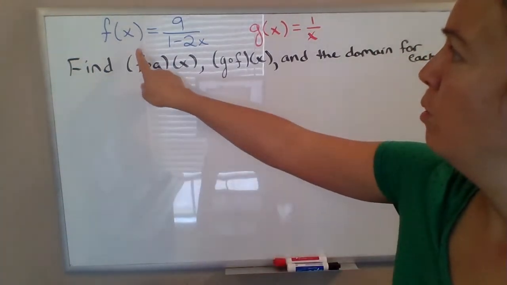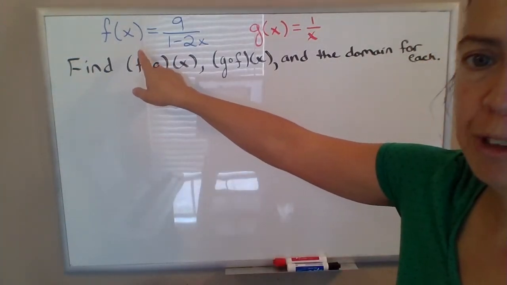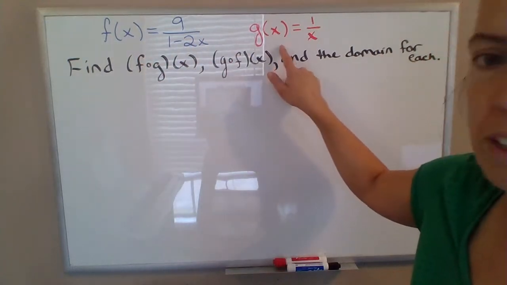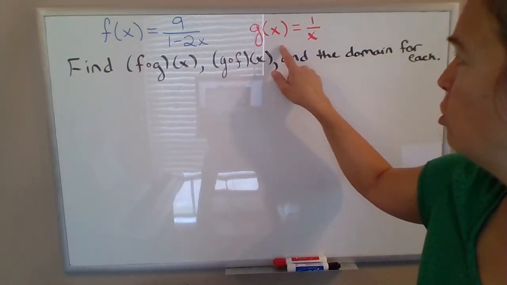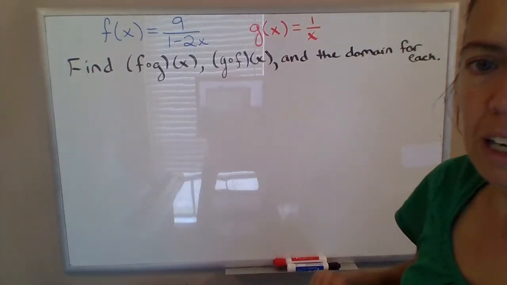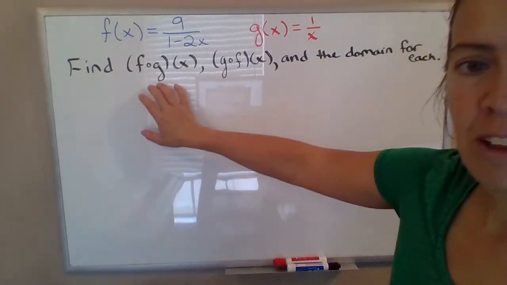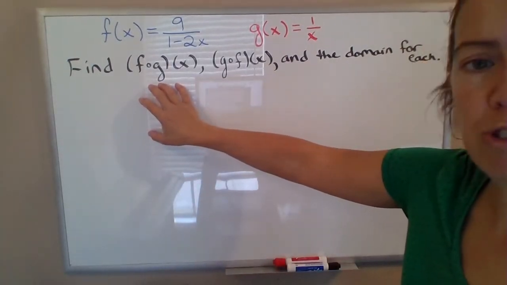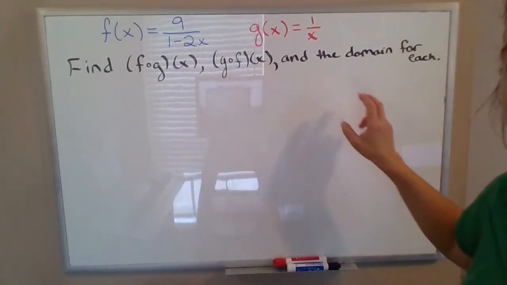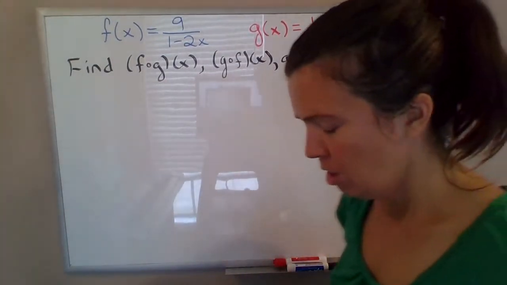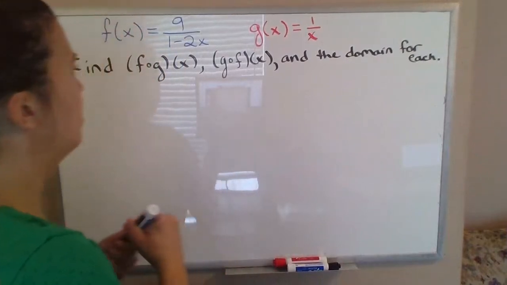So in this example, we're given a function f of x, which is 9 over 1 minus 2x, and another function g of x, which is 1 over x. And we're asked to find the functions f composed with g of x, g composed with f of x, and the domain for each of those. So taking those one at a time.